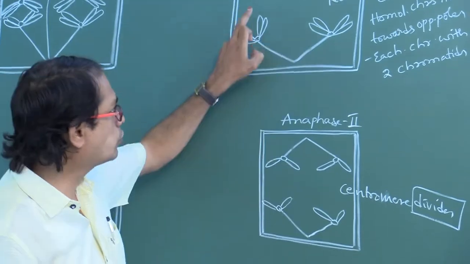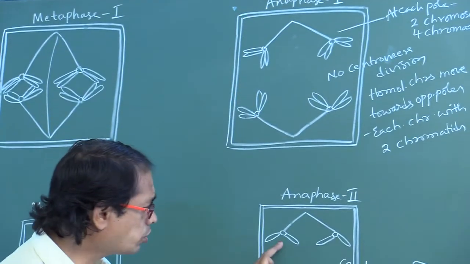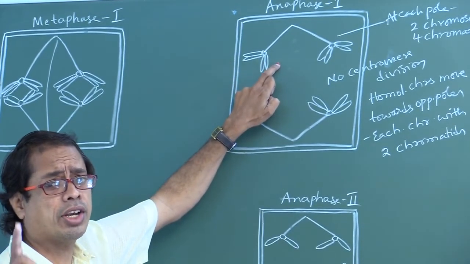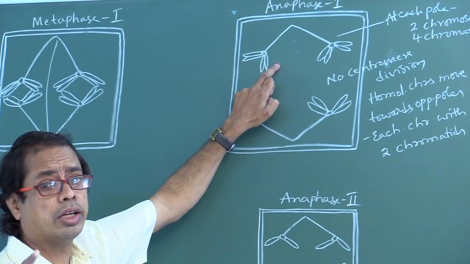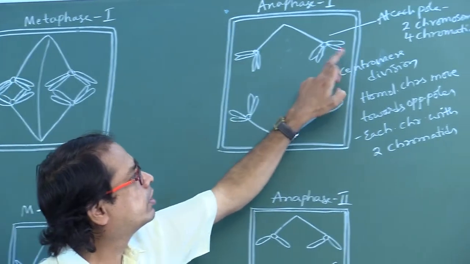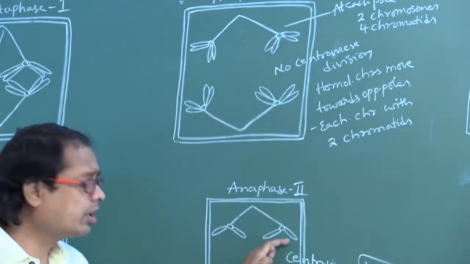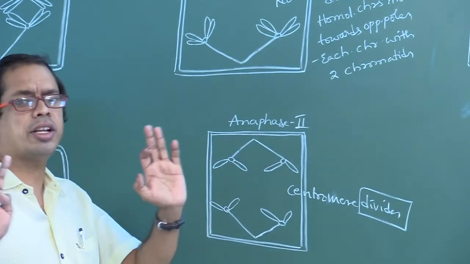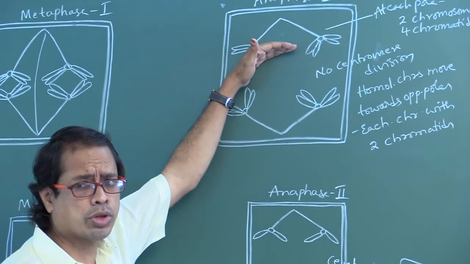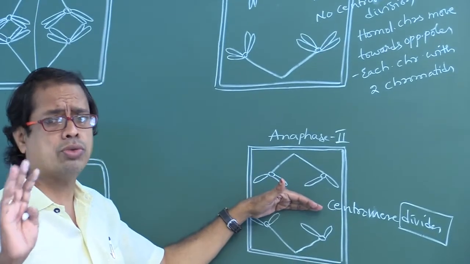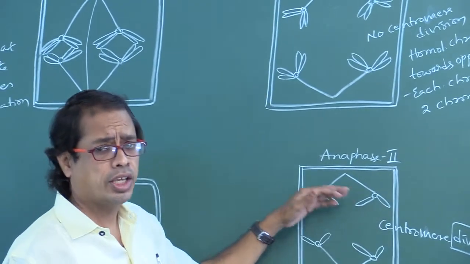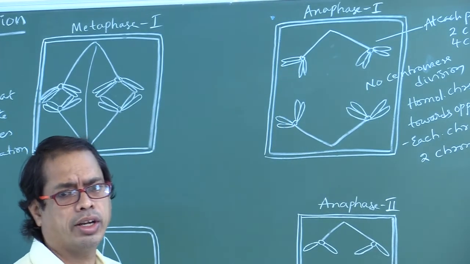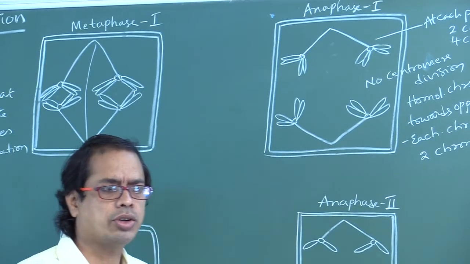What is the difference? In anaphase 1, each chromosome has 2 chromatids; in anaphase 2, each chromosome has 1 chromatid. At each pole, the number of chromatids in A1 is 4, and at each pole in A2 it is 2. This is the difference. The number of chromosomes is 2 in both, but here each chromosome has 2 chromatids and here 1 chromatid. That is the important point. You have to remember. Do you understand, my dear students?